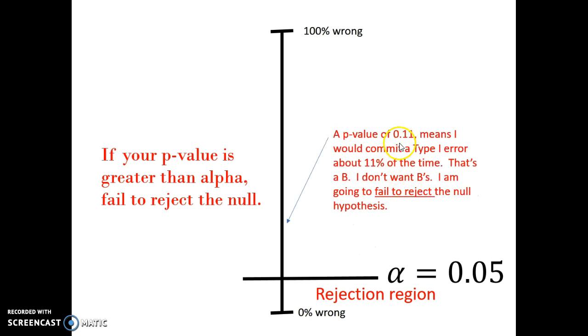So let's say I had a p-value of 11% or 0.11. Sorry about that. Then I'd be wrong about 11% of the time. I don't like that. I will fail to reject the null hypothesis. In this case, right here is where I fail to reject the null hypothesis. It's outside of my rejection region.